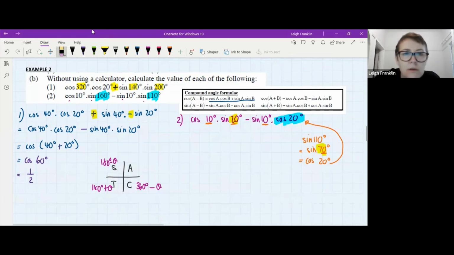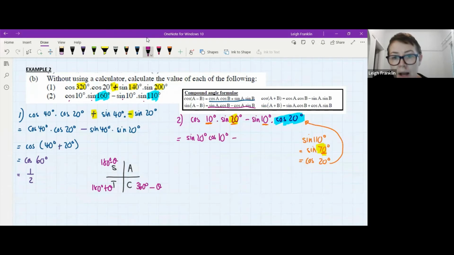Hang on a second. Because I see cos sine and sine cos, and that would be sine, wouldn't it? Not cos. It should have been sine. Yes, sorry. Okay, so we've got cos sine, sine cos. So this one over here is going to be this, isn't it? So this is the same as writing sine 20 cos 10 minus cos 20 sine 10. I can change the order of the cos 10 and the sine 20, because A times B is B times A.